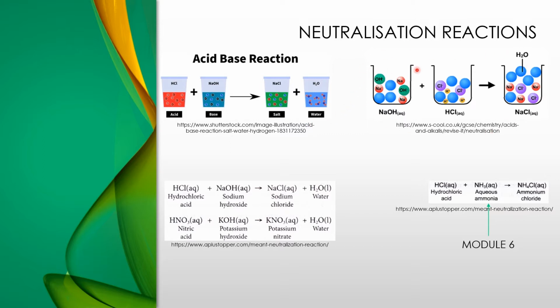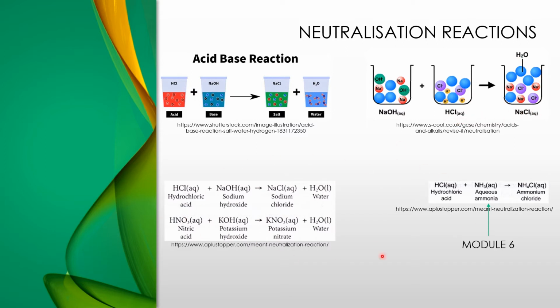A bit more of a pictorial version showing what happens in the reaction as it progresses. For example, here we have sodium hydroxide and hydrochloric acid reacting to form sodium chloride. So our sodium atoms don't really change at all. Our chlorine atoms don't really change at all. But the hydroxide and the hydrogen come together to form excess water in this neutralization process.